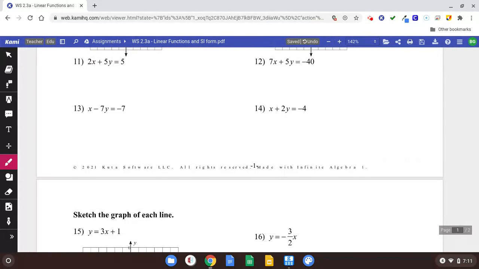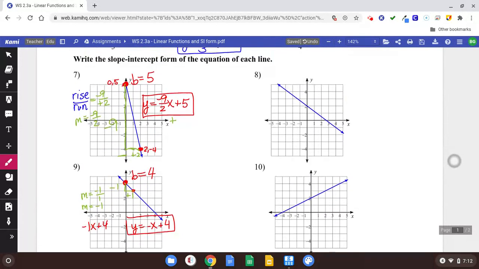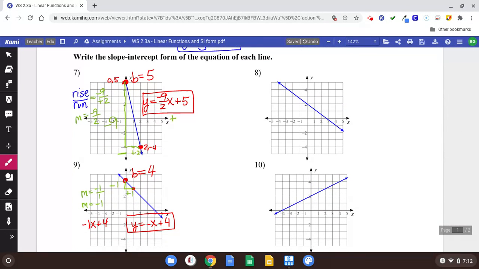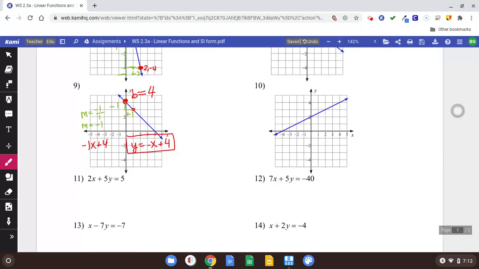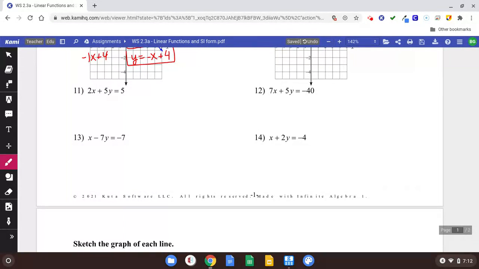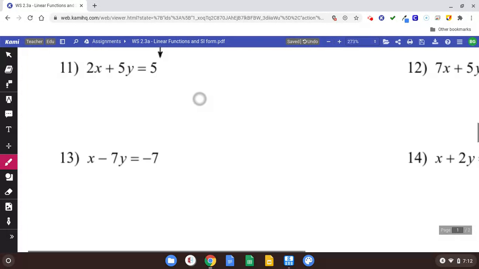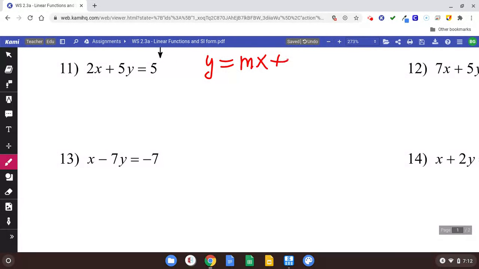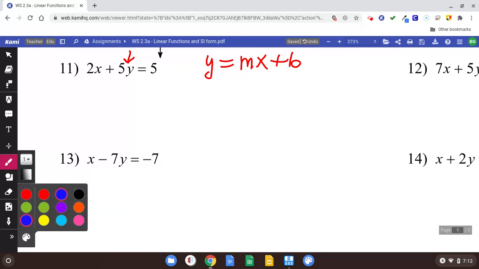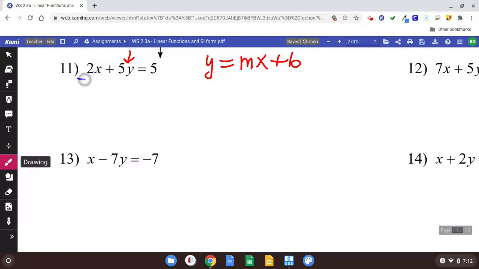Now, number 11, notice it doesn't seem like there are any directions, but that just means it's the same directions, right? The slope-intercept form. Okay, we want slope-intercept form, so what we want is to make this look like y equals mx plus b. All right, that means we need to isolate y. Get rid of everything else. Move everything else away from the y. So what we would do here, let's start by subtracting this 2x over.